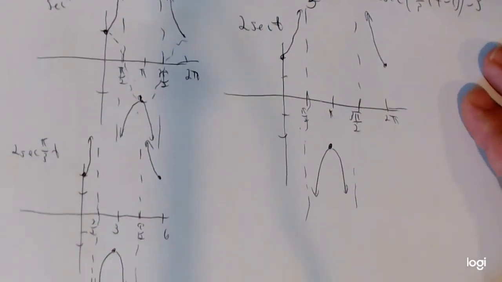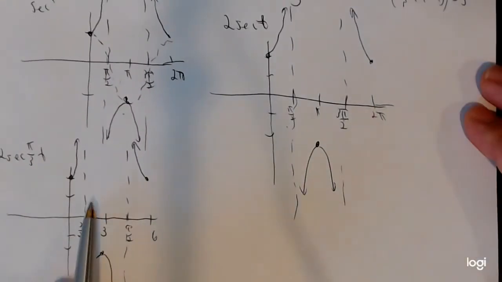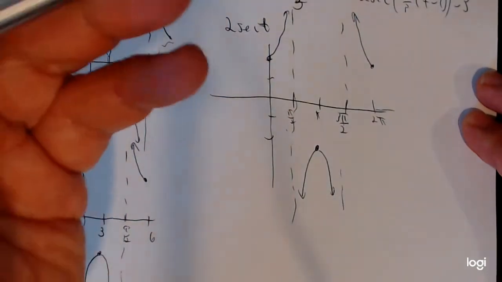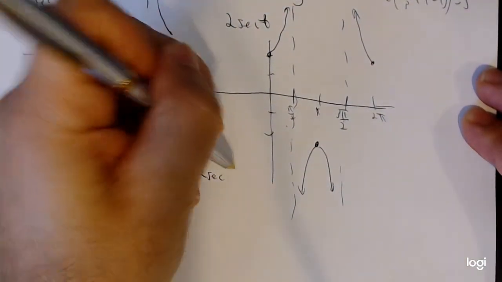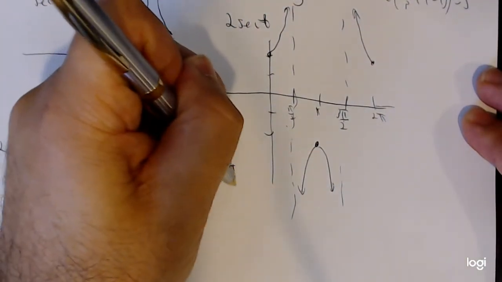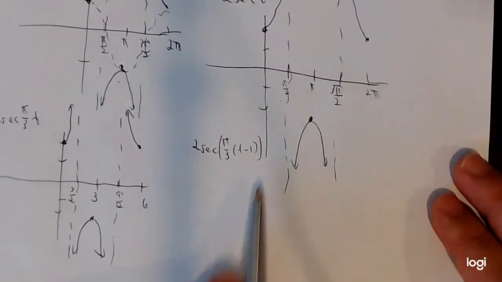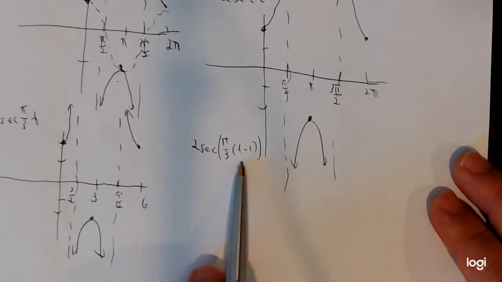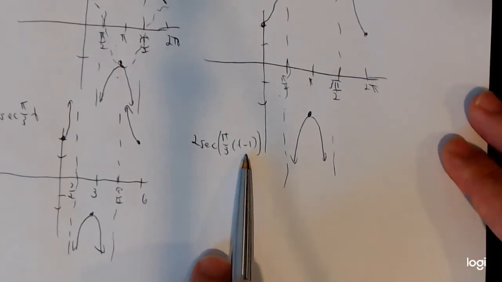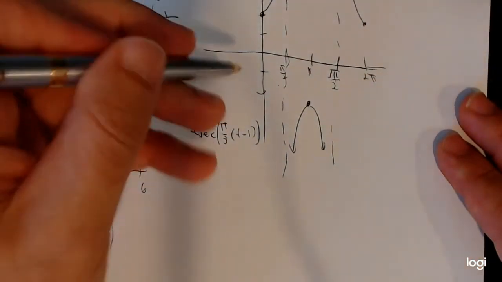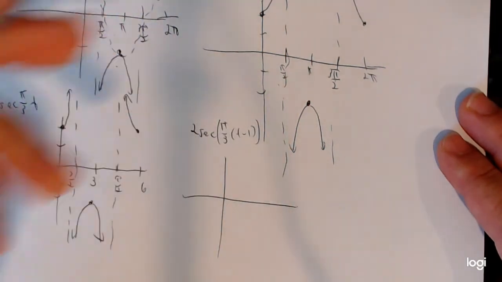Okay, so what's next? We took care of that, so this time I'm just going to do the secant of pi over 3 t minus 1. As you can see, I'm just trying to show you that it doesn't matter if you move right and left first, then up and down. But if I move right and left first, what is this saying? Move everything 1 unit to the right.